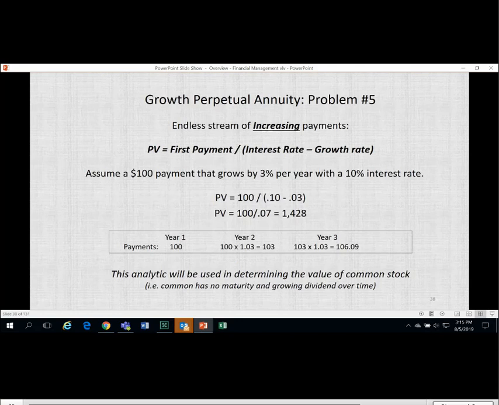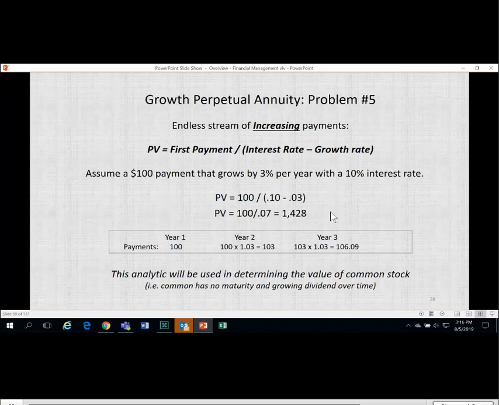Next, we have a growth perpetual annuity. It's almost the same thing. It's a stream of payments, but the payments increase each year. So it's slightly different. We just take that first payment, and we divide by the interest rate minus the growth rate. So, for instance, if we have a $100 payment that grows by 3% a year and have a 10% interest rate, it's just the $100 divided by 0.1 minus 0.03. In other words, $100 divided by 0.07 equals 1,428.